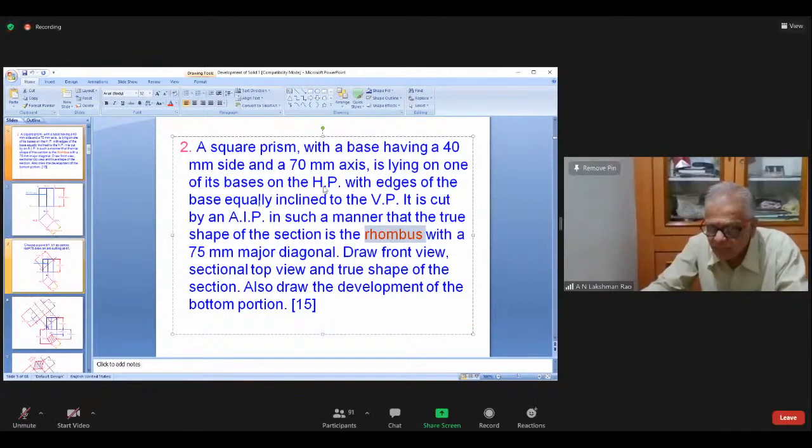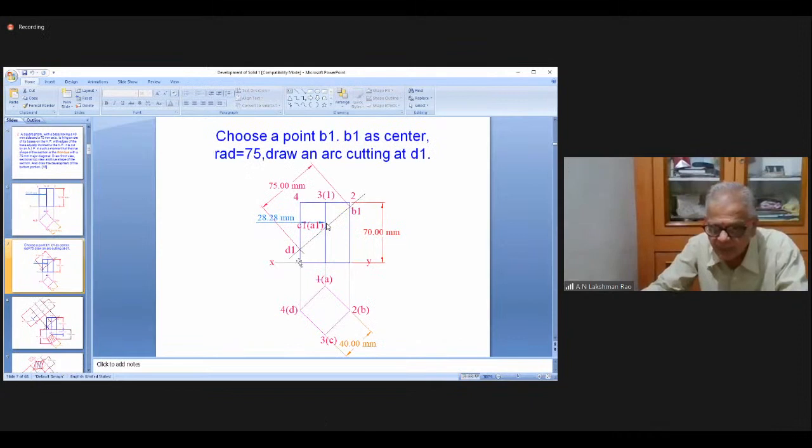So from true shape, I have to come in reverse. He says 75 is the width of the diagonal of the rhombus. So what I am doing, I go to number 2. At 2, I take a very small length of 5 to 10 mm and call it B1. B1 as center, radius 75 cut off. Now, B1 D1 has become 75.